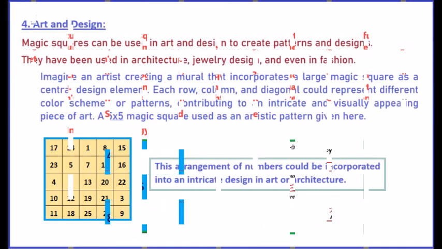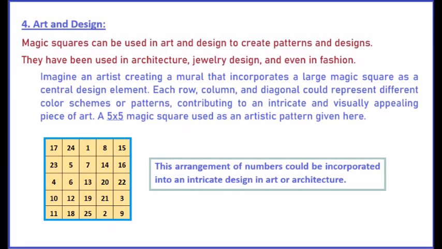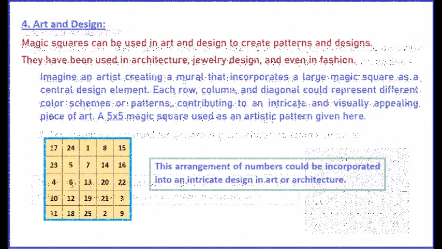4. Art and design. Magic squares can be used in art and design to create patterns and designs. They have been used in architecture, jewelry design, and even in fashion. Imagine an artist creating a mural that incorporates a large magic square as a central design element. Each row, column, and diagonal could represent different color schemes or patterns, contributing to an intricate and visually appealing piece of art. A 5x5 magic square used as an artistic pattern is given here. This arrangement of numbers could be incorporated into an intricate design in art or architecture.